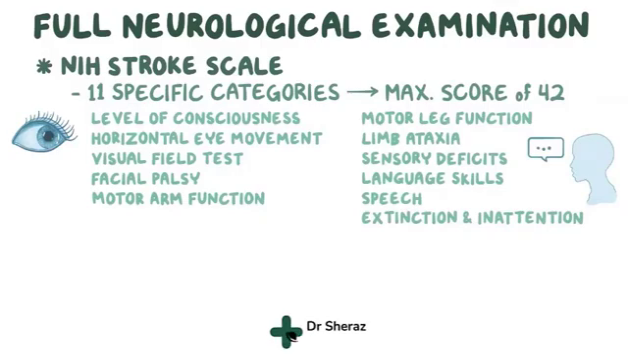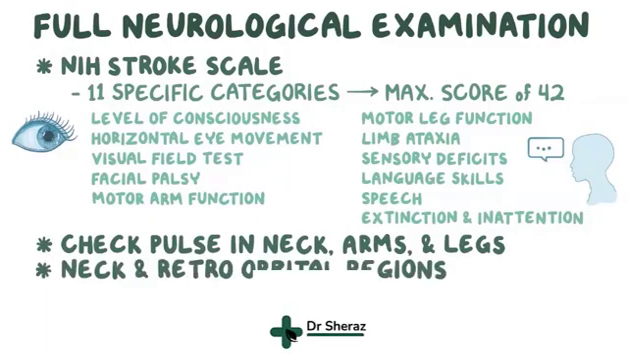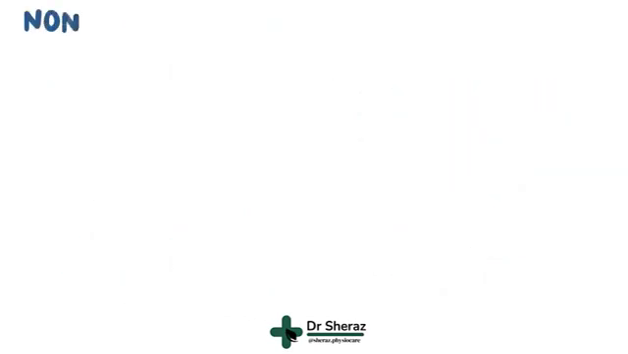In addition, some specific physical exam maneuvers include checking the pulse in the neck, arms, and legs to check for irregularities, because that might suggest a cardiac cause. In addition, the neck and retroorbital region should be auscultated for vascular bruits, because that can suggest carotid artery occlusions.